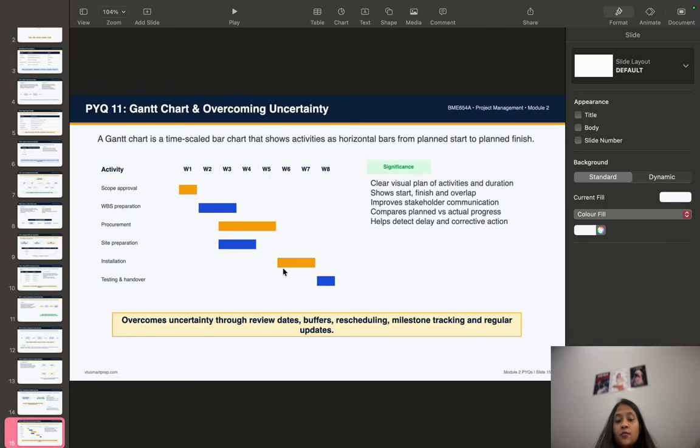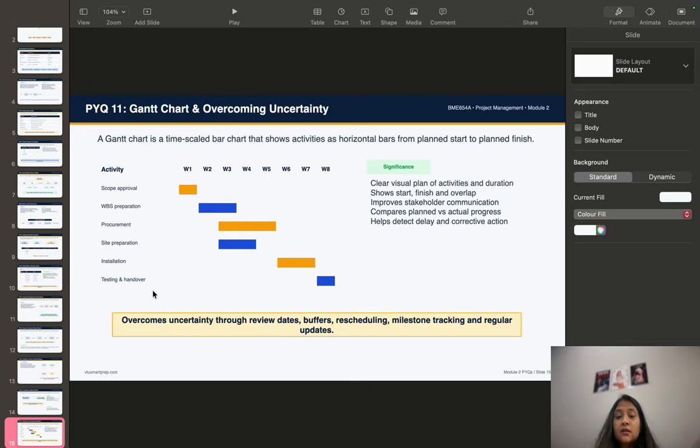These keywords are very important. Through review dates, buffer, rescheduling, then you have milestone tracking and regular updates. So in an exam, draw a small Gantt chart with 5 to 6 activities and weekly time columns. Okay, and the activities here you can write on your own based on your exam.